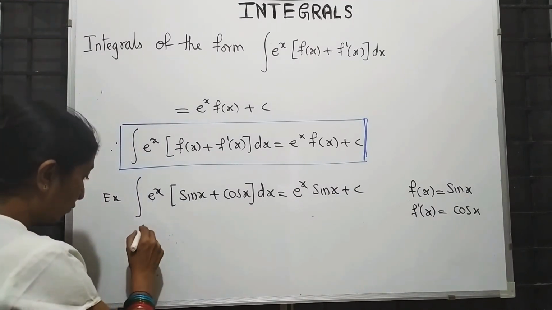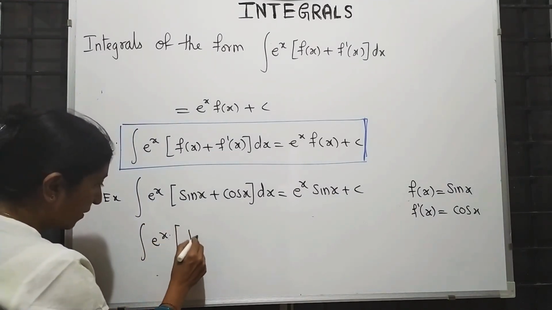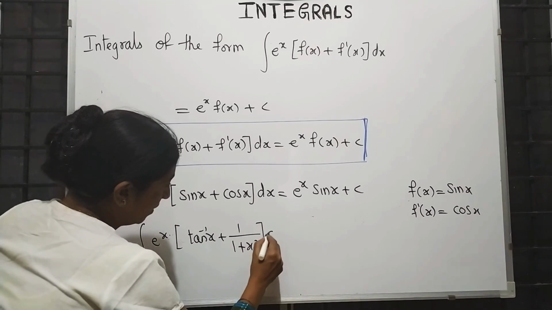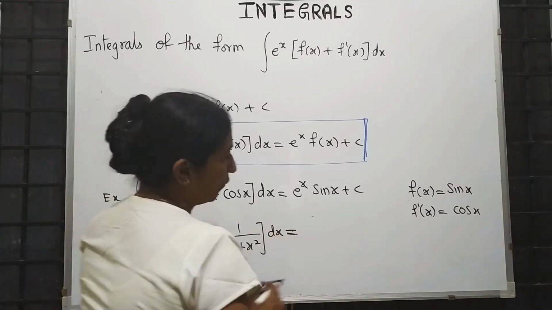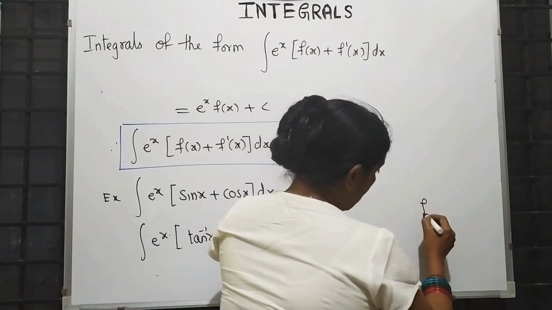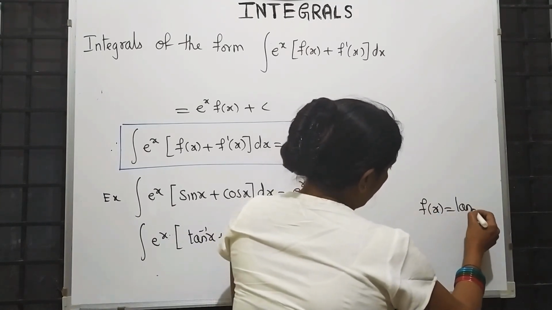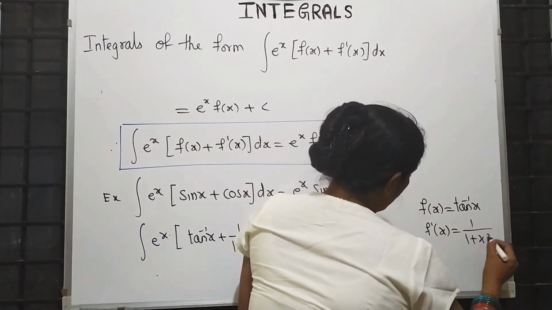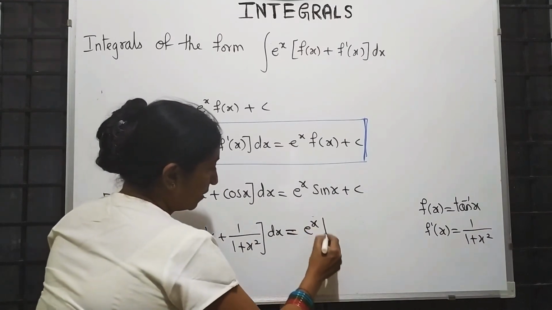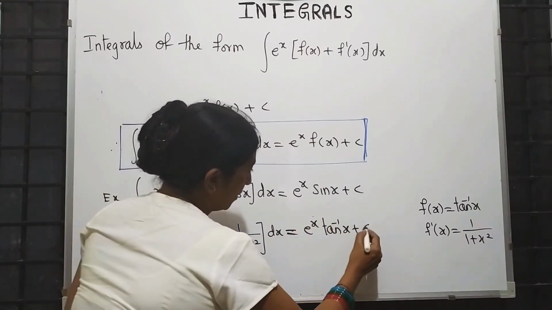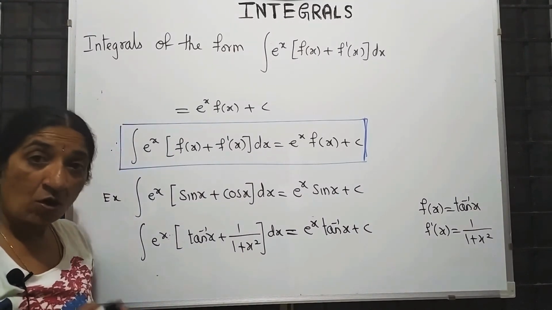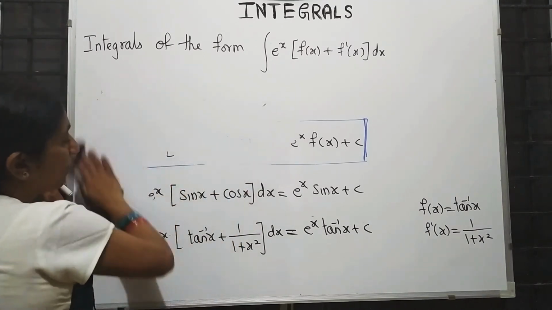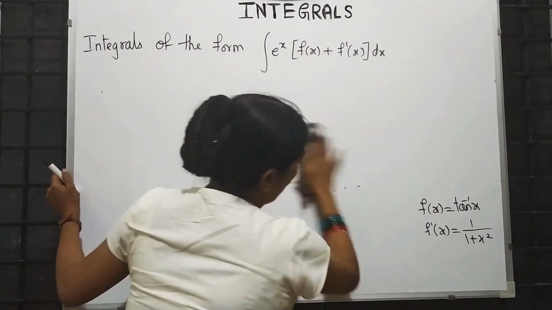Yes. Moving to the next example, tan inverse x plus 1 upon 1 plus x square into dx. Now, can you tell me what is f of x? Yes, if you are thorough in differentiation, f of x is tan inverse x, f dash of x is 1 upon 1 plus x square. So, the answer is e raised to x into tan inverse x plus c. See, are all the sums interesting or what? Only thing you have to remember is the formula. Now, I am giving you some more examples related to this formula.